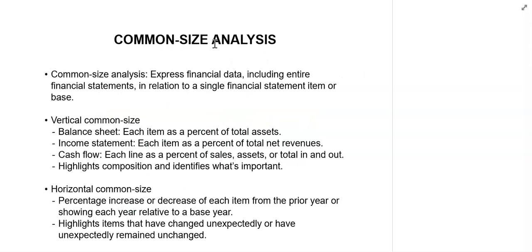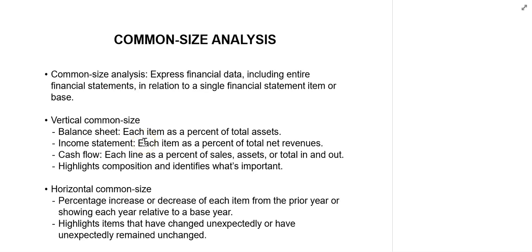The next financial analysis technique that we use is the common size analysis. In common size analysis, we express financial data, including entire financial statements, in relation to a single financial statement item such as the total assets or revenue as the base number. There are two types of common size analysis: vertical common size analysis and horizontal common size analysis.